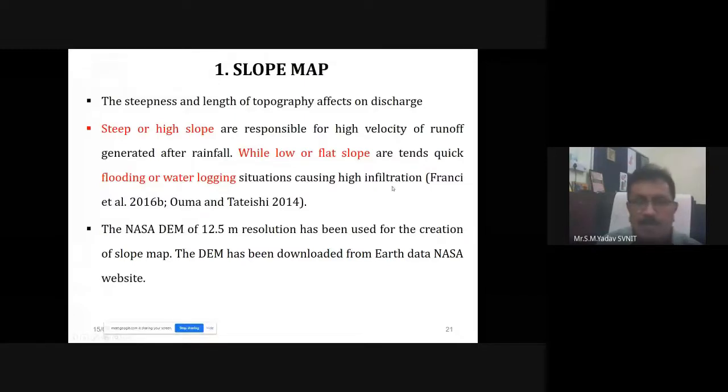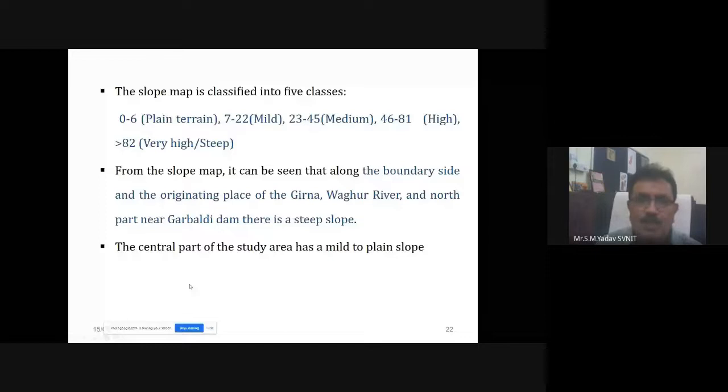The NASA DEM of 12.5 meter resolution has been used for the creation of slope map. The DEM has been downloaded from Earth Data NASA website. The slope map is classified into 5 grade categories: 0 to 6 plain terrain, 7 to 22 mild, 23 to 45 medium, 46 to 81 high, and more than 82 very high or steep slope. From the slope map, it can be seen that along the boundary side and the originating place of the Girna, Vagur River and north part near Karbadi Dam, there is a steep slope, and the central part has almost mild to plain slope.